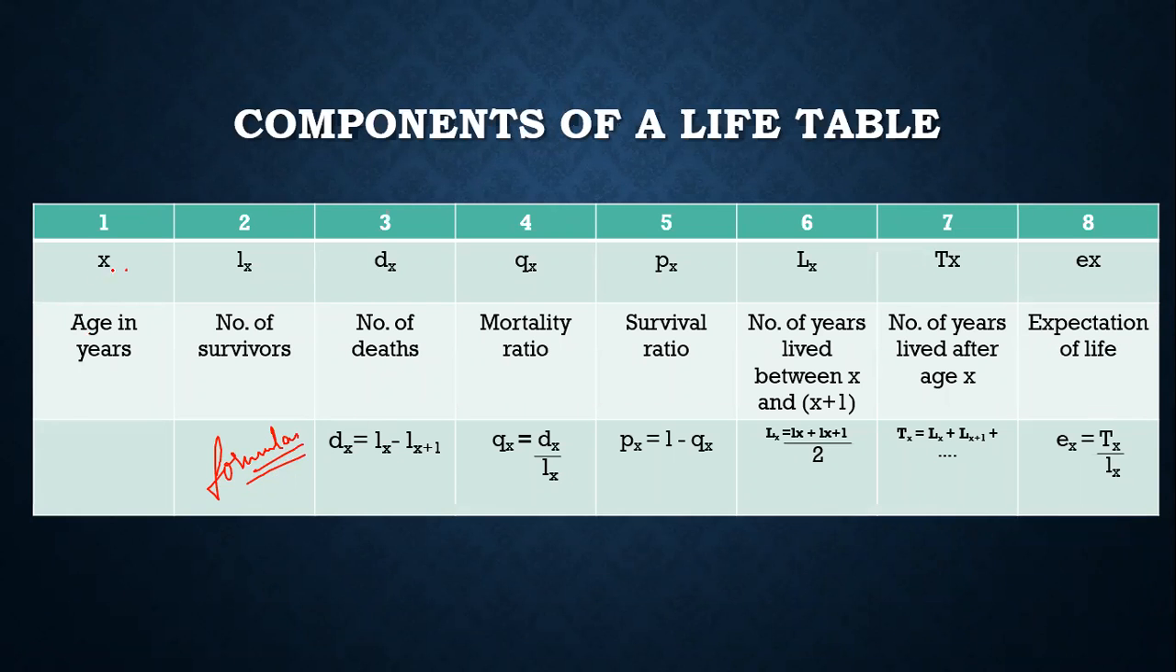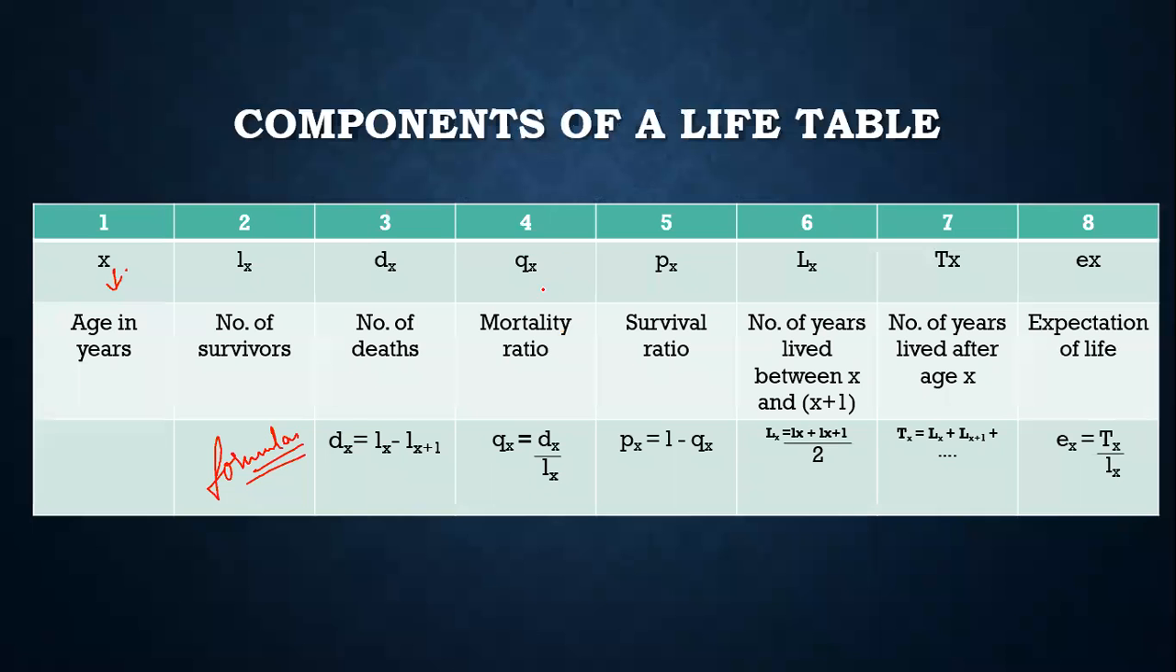Now X is nothing but age in years. They will mention your age, not a group, individual. It will be considered with the age, let it be from 0, 1, 2 till 50 years, 80 years, 100 years, till the life span of a particular person. How much life span an individual has, that is X. Second one, lx, that is number of survivors. Dx is nothing but the number of deaths; Dx tells us how many deaths there are. Qx is nothing but mortality ratio.